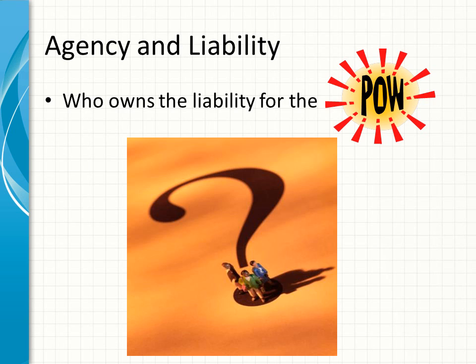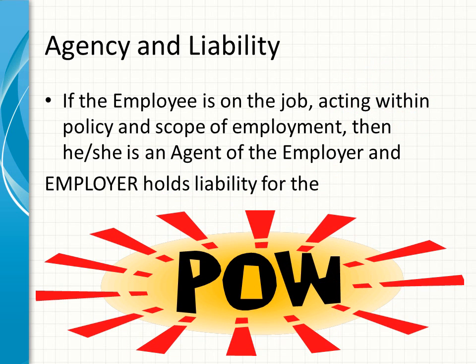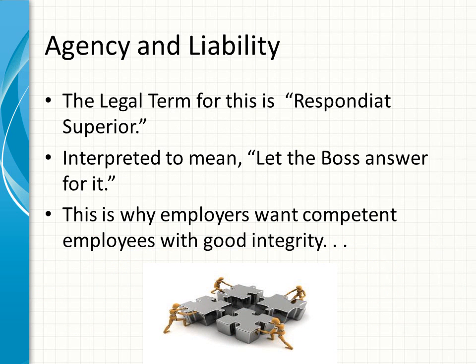Question: who owns the liability for that something that didn't go right? Is it the agent? Is it the employee? Or is it the employer? A general rule, there are always exceptions, but as a general rule, if the employee is on the job, acting within the policy and scope of the employment, then he or she is an agent of the employer, and the employer holds the liability for the untoward event. So, the legal term for this concept is respondeat superior, which is Latin, and it means, literally, let the boss answer for it.